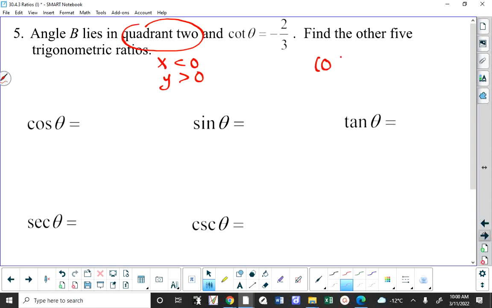Cotangent of an angle is x over y. So x is basically the 2 and y is basically the 3, except x is negative 2 and y is positive 3. Does that make sense? You have to look at the quadrant. I would like you to use the Pythagorean Theorem here, in other words, x squared plus y squared equals r squared, to find out what r is the square root of.